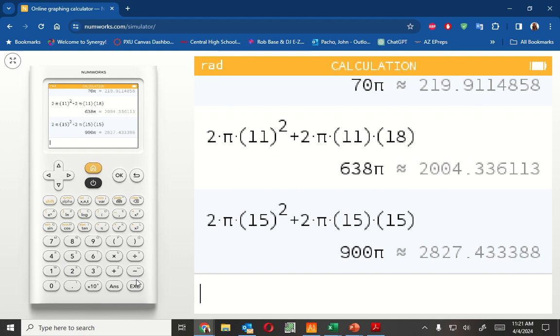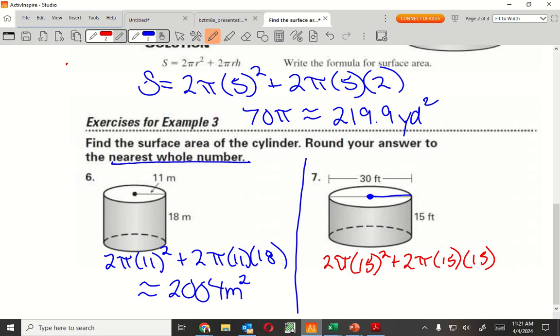All right, we're rounding to the whole number here. That's 2,827.4. Is the 0.4 going to round up or drop off? It's just going to drop off because the 4 is not enough to go up. So 2,827. And my units on this one are going to be feet squared.